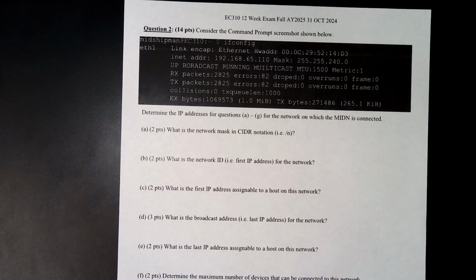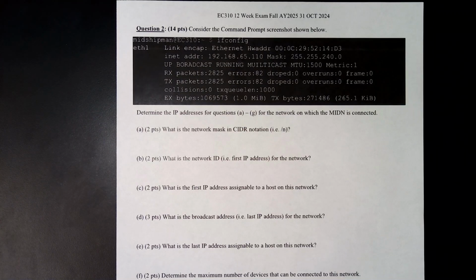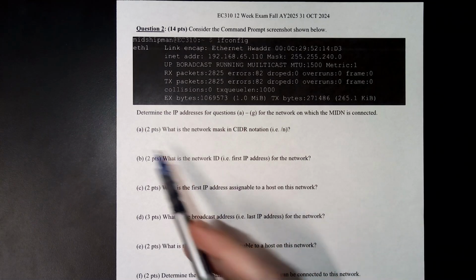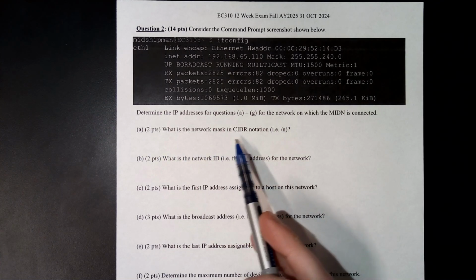Okay, so on to question number 2 here. We're going to answer some questions about some IP addresses, so hopefully you're good on that math. First question, part A: what is the network mask in CIDR notation?